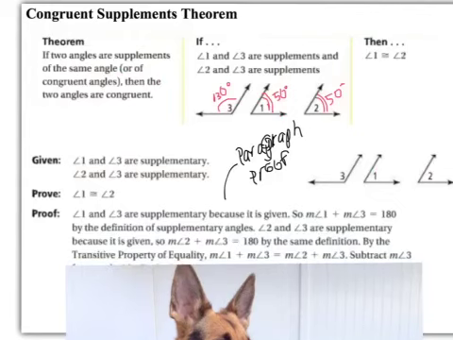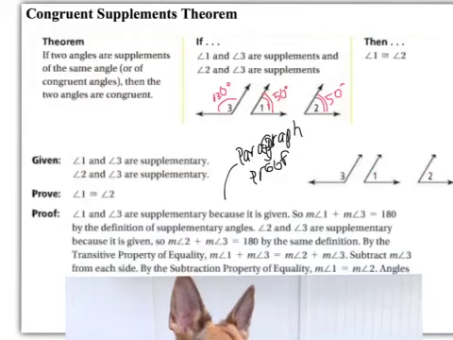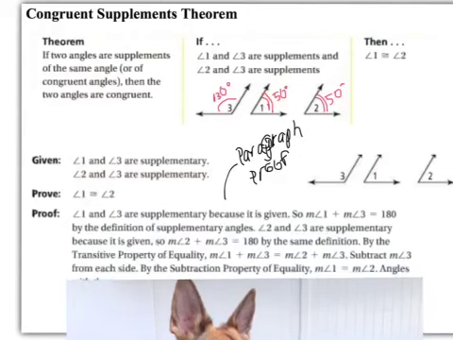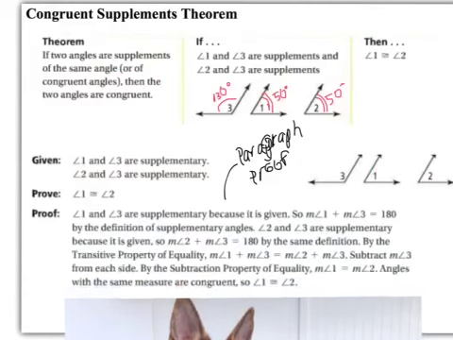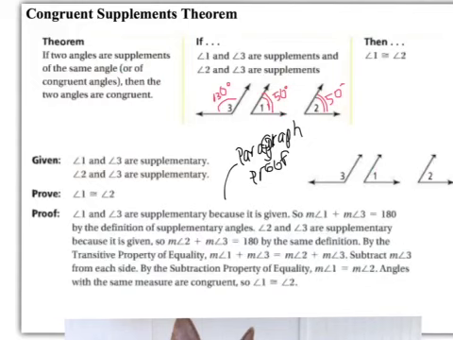So you set it up as the measure of angle 1 plus the measure of angle 3 equals the measure of angle 2 plus the measure of angle 3. We subtract the measure of angle 3 from both sides by the subtraction property of equality. That gives us that the measure of angle 1 equals the measure of angle 2, and then we have to change it back to congruency. So angles with the same measure are congruent. Therefore, angle 1 is congruent to angle 2, and that would be the end of our proof.